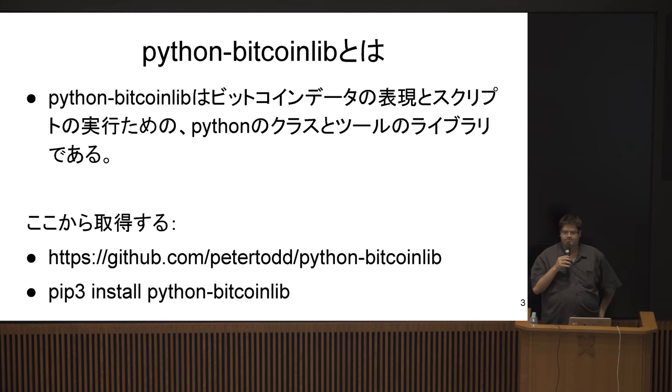So anyway, python-bitcoinlib is a library of Python classes, functions, and other little helper methods for representing, parsing, and serializing Bitcoin data, running Bitcoin scripts, evaluating Bitcoin scripts, and it's a Python library. It's very useful for application development, for testing, things like that.